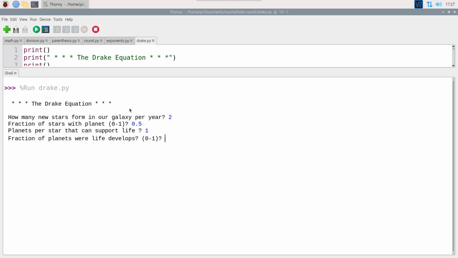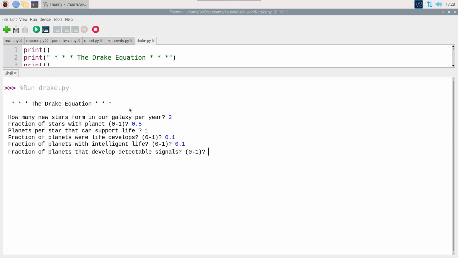The number of planets where life actually develops. And this is where this gets incredibly speculative. I have no idea. So let's just say 0.01 for good measure here. Let's say out of 10 planets, only one of those develops life. I don't know what that value could be. It could be higher or lower than that. And intelligent life, let's just say only 10 of those develop intelligent life.